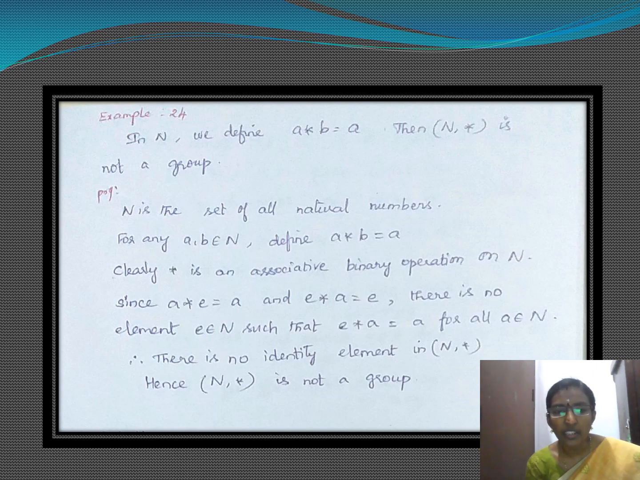Next comes identity. Here we have to find the identity element in N, which satisfies the property a star e equal to e star a equal to a. But a star e equal to a and e star a equal to e. That is, both the elements are not equal. Therefore, we cannot find e which satisfies the identity property in N. Hence, this (N, star) does not have an identity element. Therefore, this (N, star) is not a group.